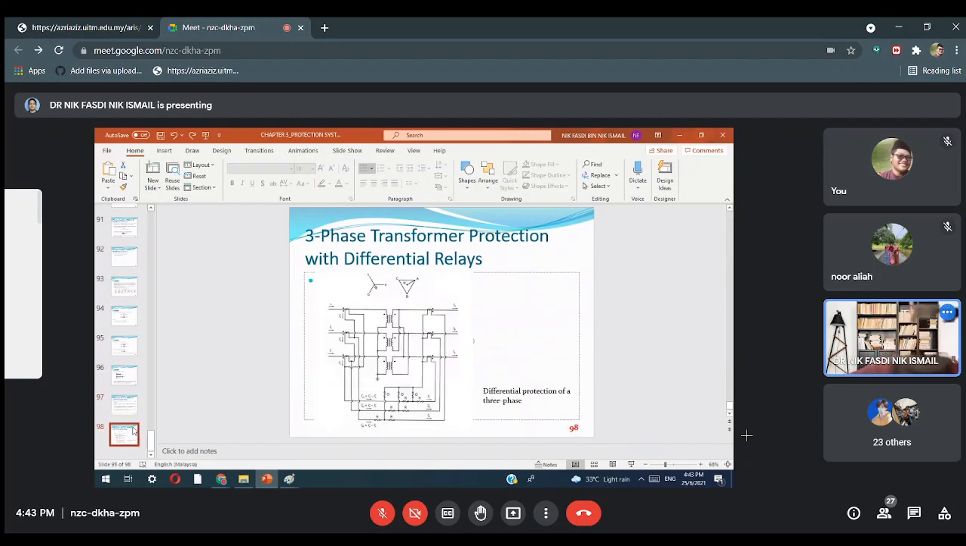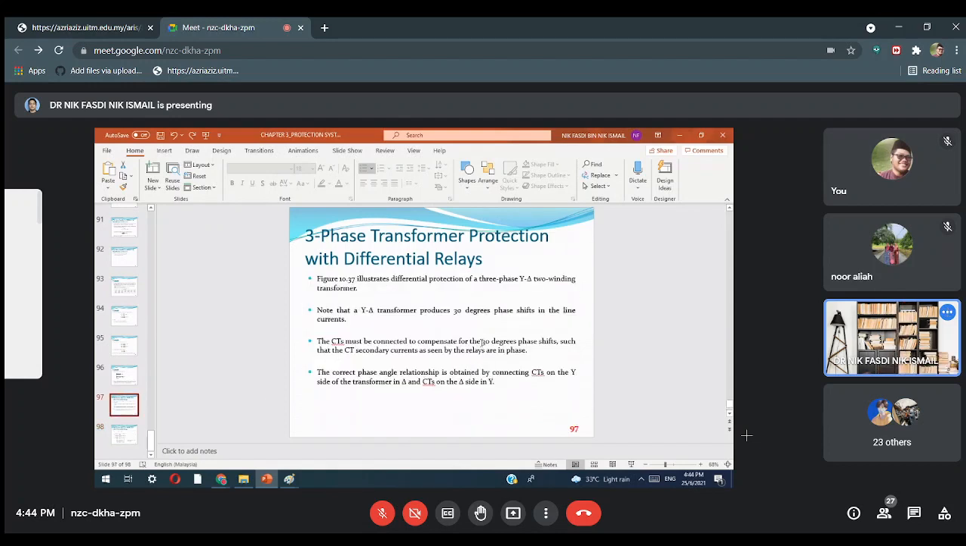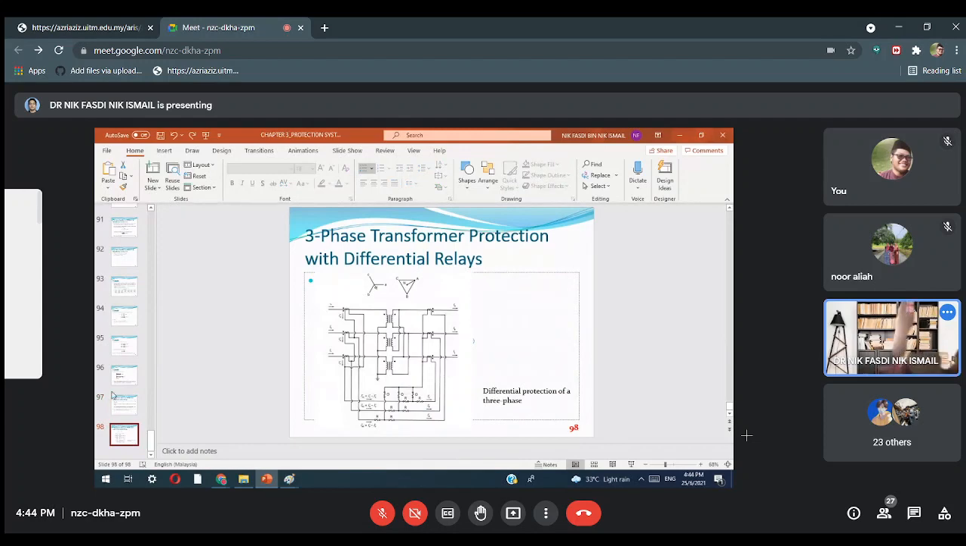Maksudnya gini lah, sebab dia ada phase shift, so connection of CT, ingat three phase ni connection dia adalah bentuk star dan delta, dia tak straightforward, different dengan single phase. So for this case, to protect the three phase transformer, let's say for star connection, dia connected in delta connection, CT is connected in star. Star, dia terbalik saja. In order to do the correction for the 30-degree phase shift. Itu maksud dia. Okay? Right.